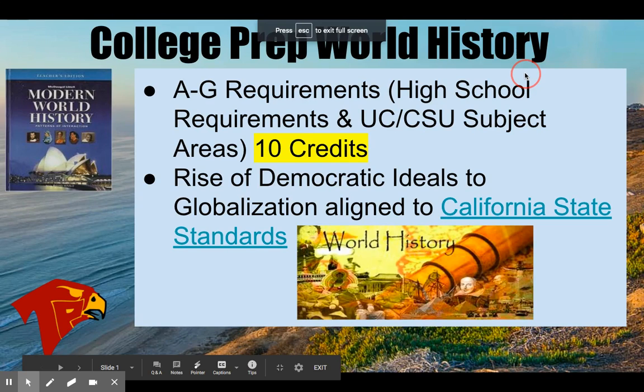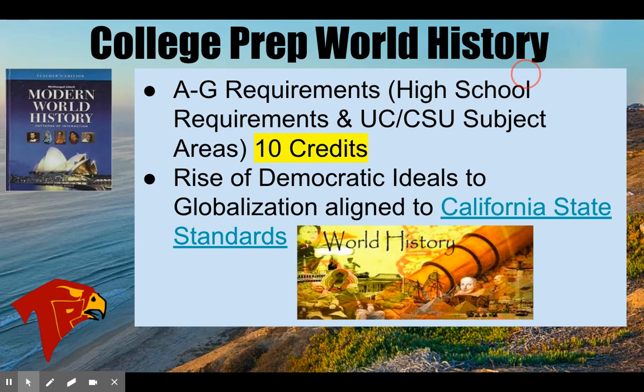Morning. This is an informative video for anyone looking at the college prep and AP World History. This is a sophomore course, and both of the classes meet A through G requirements to prep you for UC and CSU subject areas, and it is a full year course.